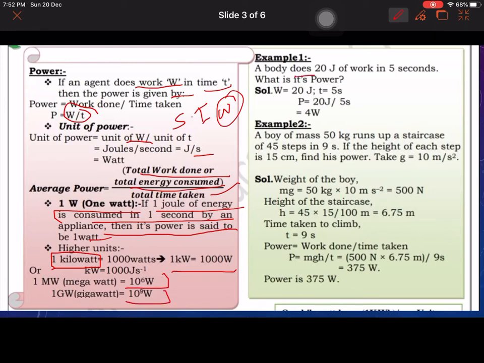Example: a body does 20 joule of work in 5 seconds, then what is its power? We have been given W and t, then P is W upon t, that is 20 upon 5, that is 4 watt.